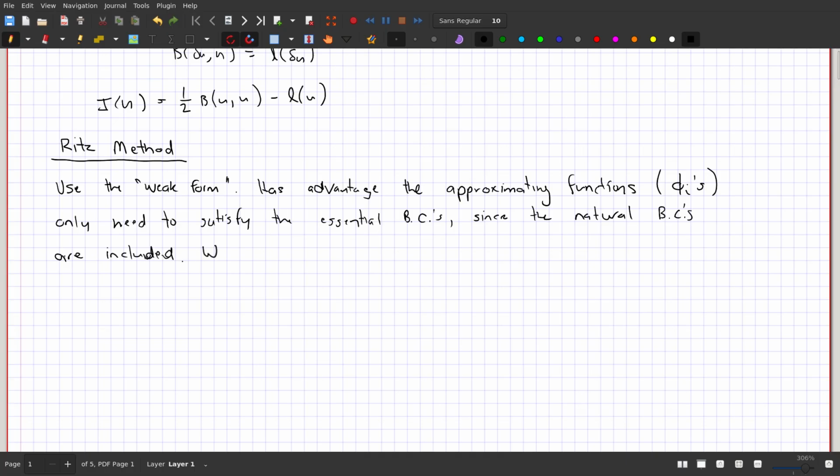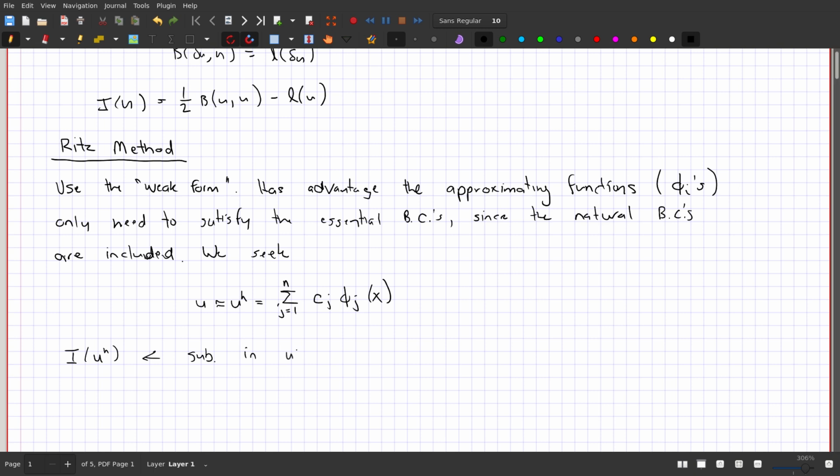So we seek u approximated by u_h equal to some set of unknown coefficients times some basis functions that are a function of x. We substitute this u_h into our integral and integrate.